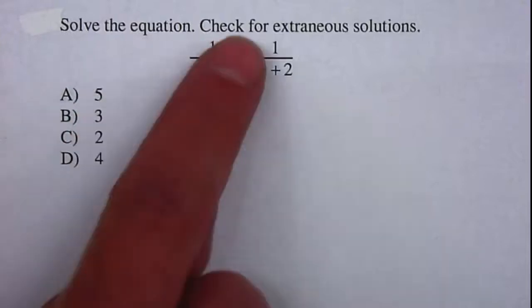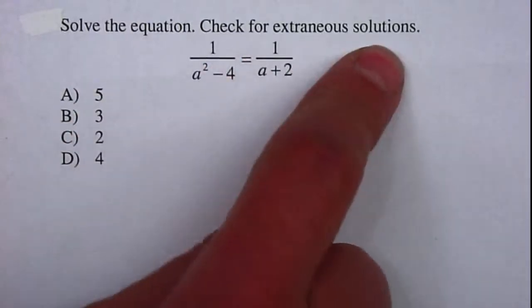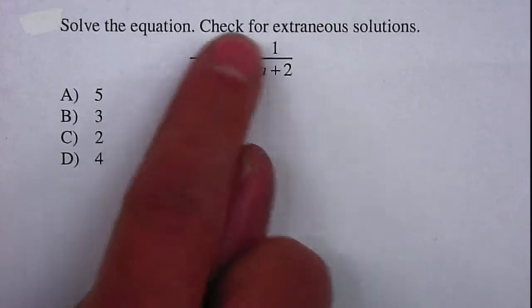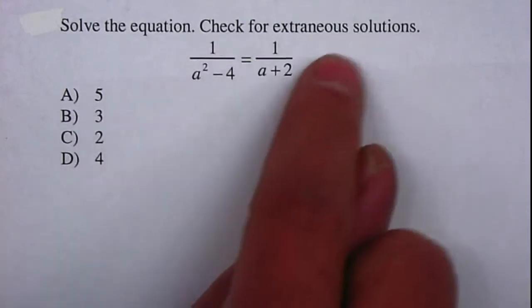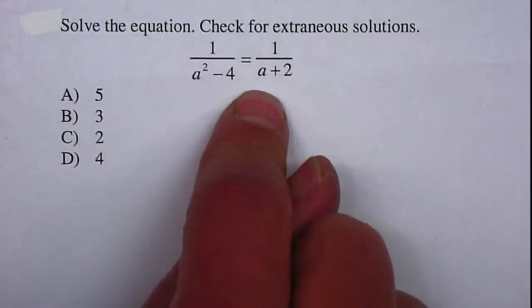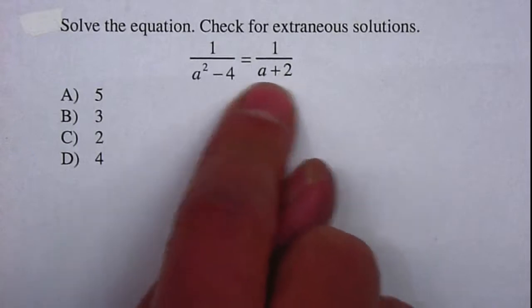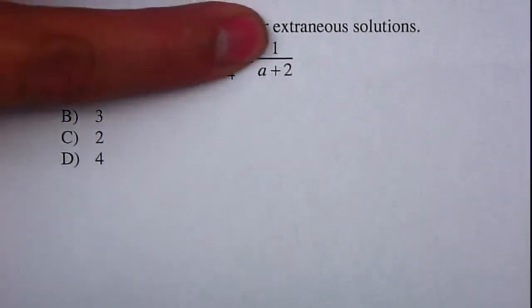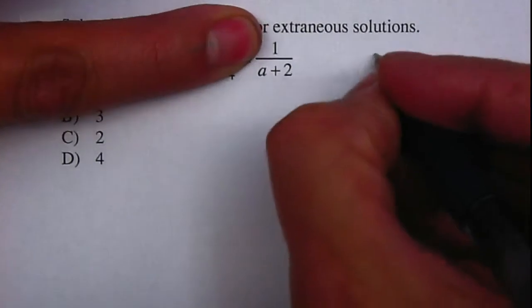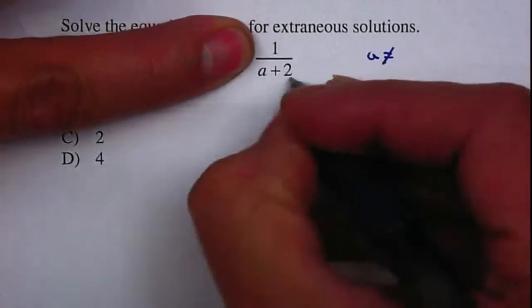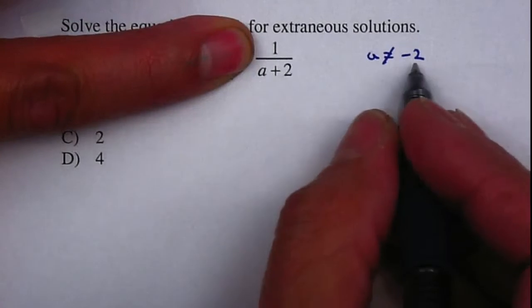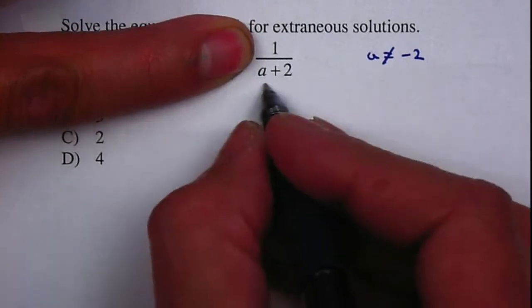Solve the equation, check for extraneous solutions. So we're going to solve it, and whenever it says check for extraneous solutions, remember that your denominator cannot be 0. So what is the value that will make the denominator 0? Let's say for this denominator, we know that a cannot be equal to negative 2, because if you plug in a negative 2 plus 2 gives you a 0, and you cannot have a 0 in the denominator.